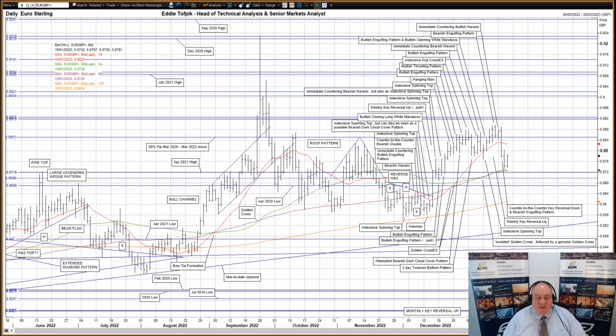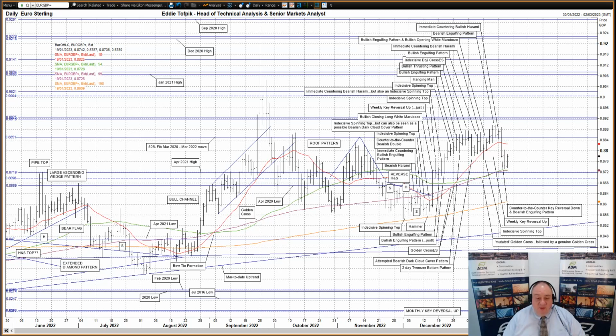Euro sterling. A second bearish black crow yesterday and a very good looking follow-on lower to the previous session's combined key reversal down and bearish engulfing pattern. The overhead 50% Fibonacci line of the March 2020 to March 2022 move at 88.51 continues to work its effects upon prices. You remember this was the cap on the roof pattern that we saw back in November.